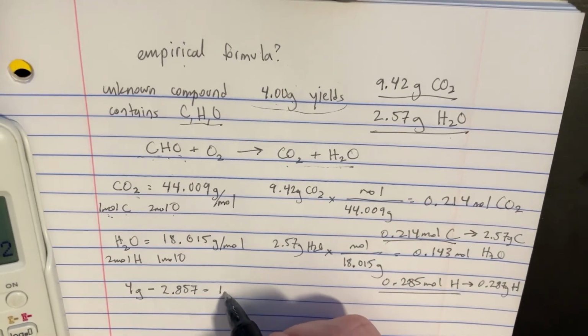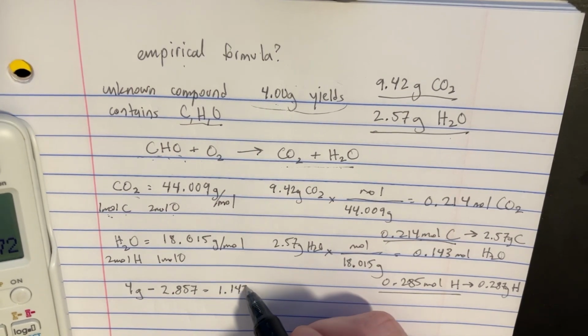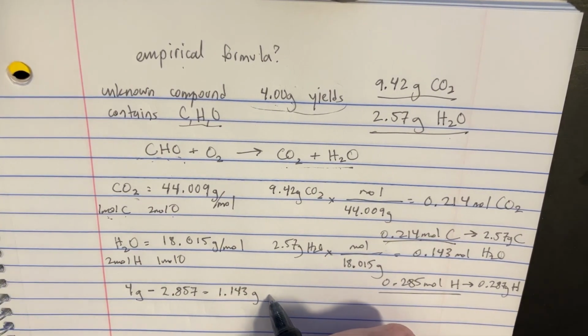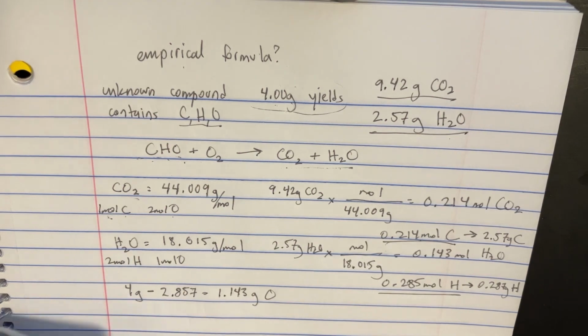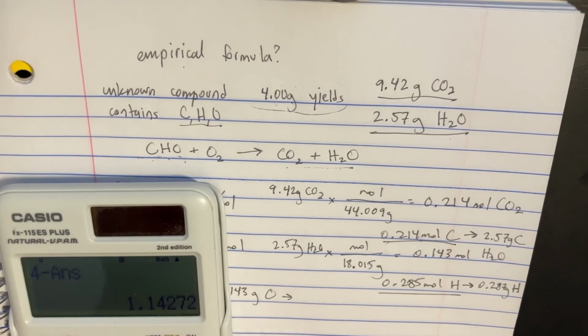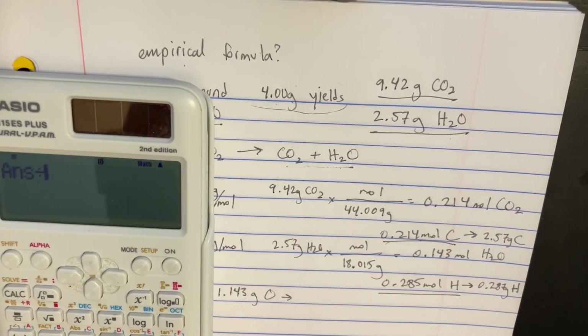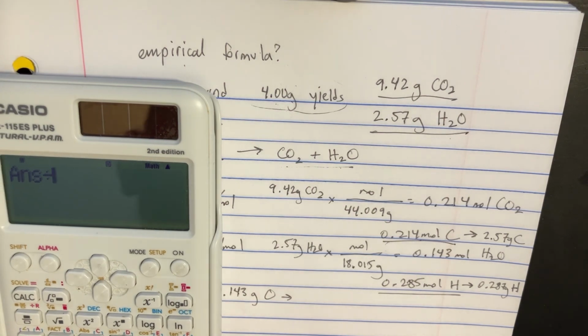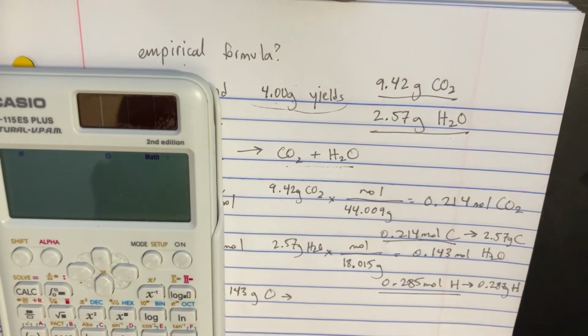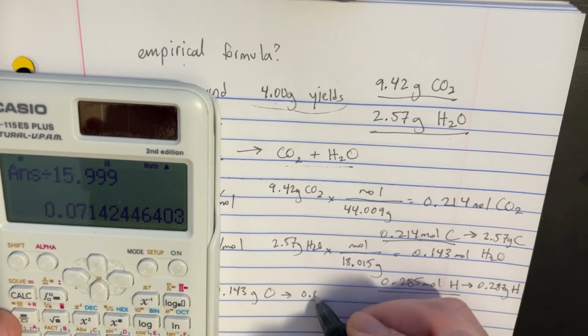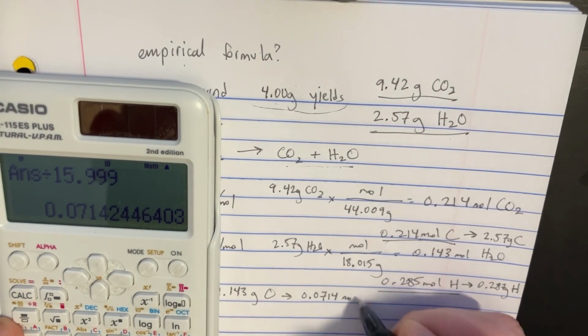So that leaves us with 1.143 grams of O. And if we convert that into moles, let's just divide that by the molar mass that we have here for O, just 15.999. So we get 0.0714 moles of O.